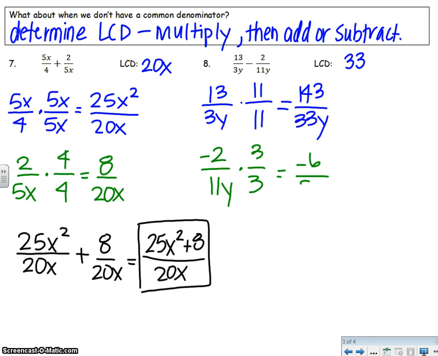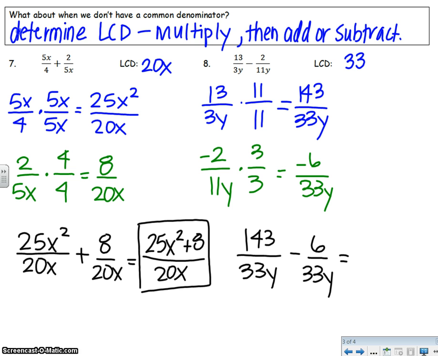Again, now we have our common denominator, and now we will just go ahead and combine our numerator. So 143 over 33y minus 6 over 33y. We will end up with 137 over 33y. That right there will be our final answer since we have nothing we can reduce out.